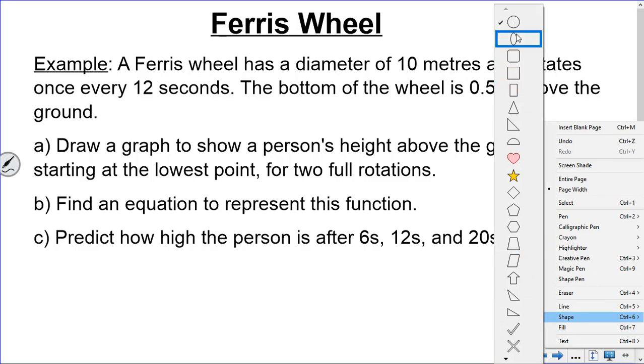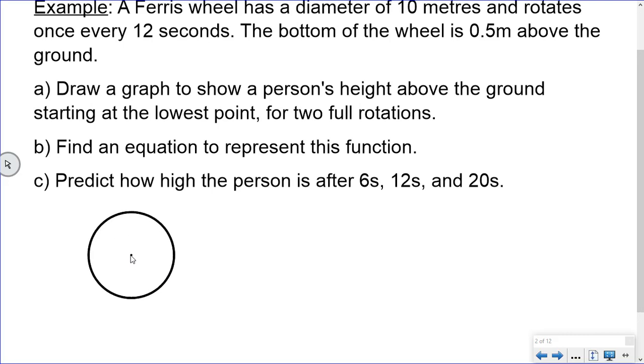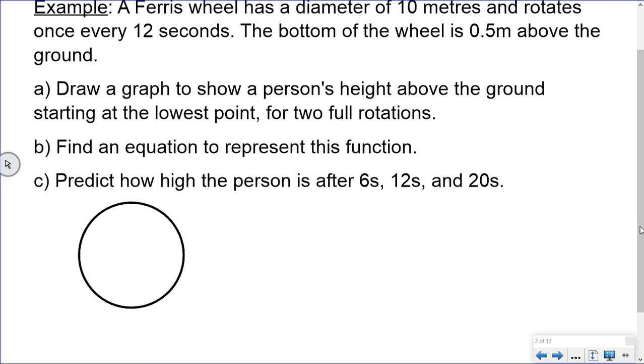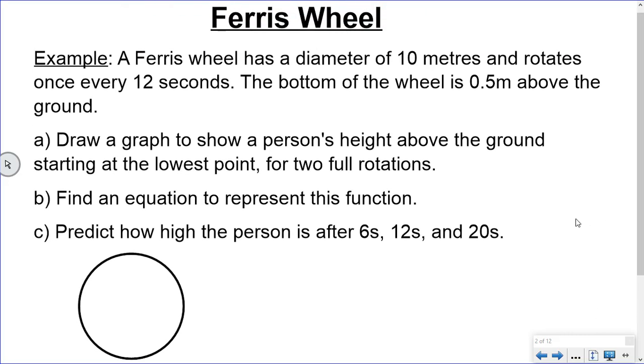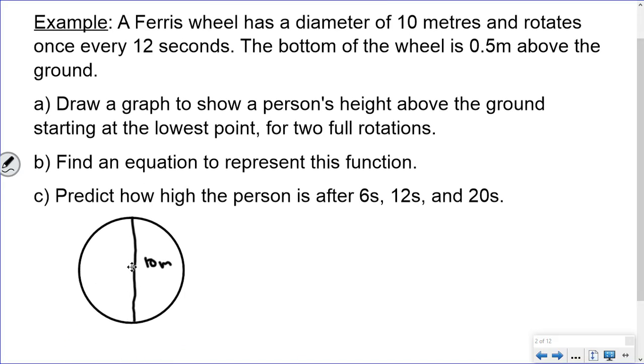So if I were to take my circle drawing tool here and draw out my Ferris wheel, right? So what do I know about this Ferris wheel? Well, I know that the Ferris wheel has a diameter of 10 meters. So the height from the top of the Ferris wheel to the bottom of the Ferris wheel is 10 meters, right? And I also know that the Ferris wheel is 0.5 meters above the ground. So if I have my legs holding my Ferris wheel in place, this height from the bottom of my Ferris wheel to the ground is 0.5 meters.